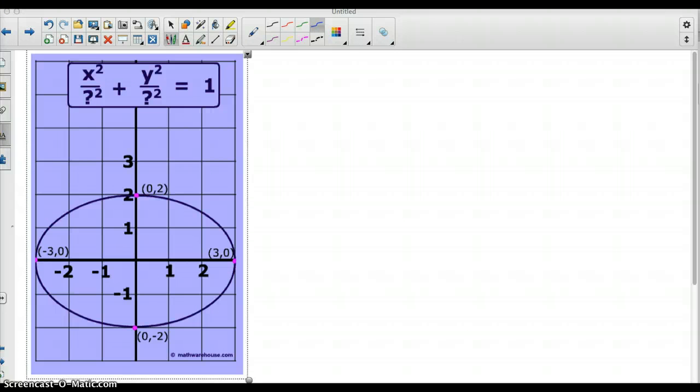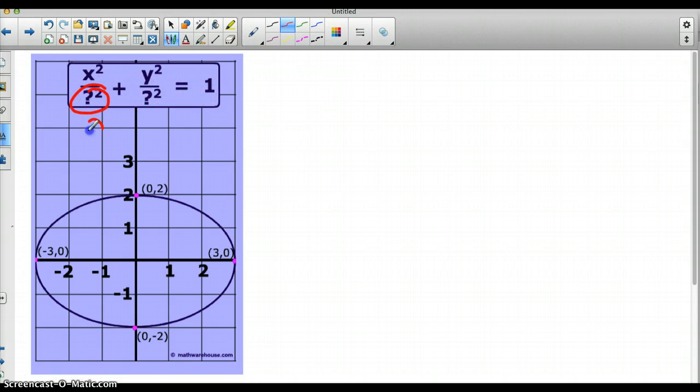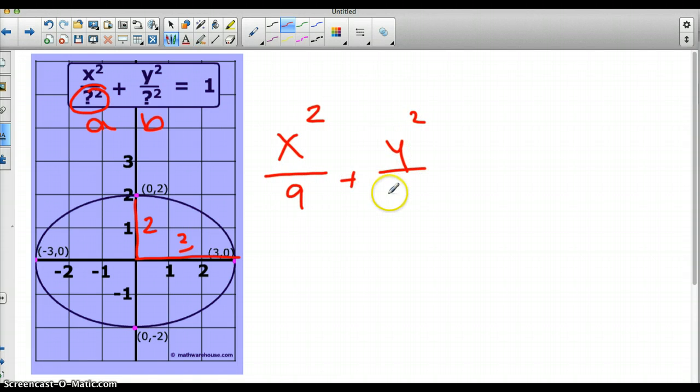So pause this now and try this problem for yourself. You'll notice that this one is a horizontal ellipse, so you're going to have your major axis underneath your x squared again. Remember, this is where A will go and B will go under your y. Find the distance. From here to here is 3, from here to here is 2, and then rewrite. So you're going to have x squared over 3 squared, which is 9, plus y squared over 2 squared, which is 4, equals 1.